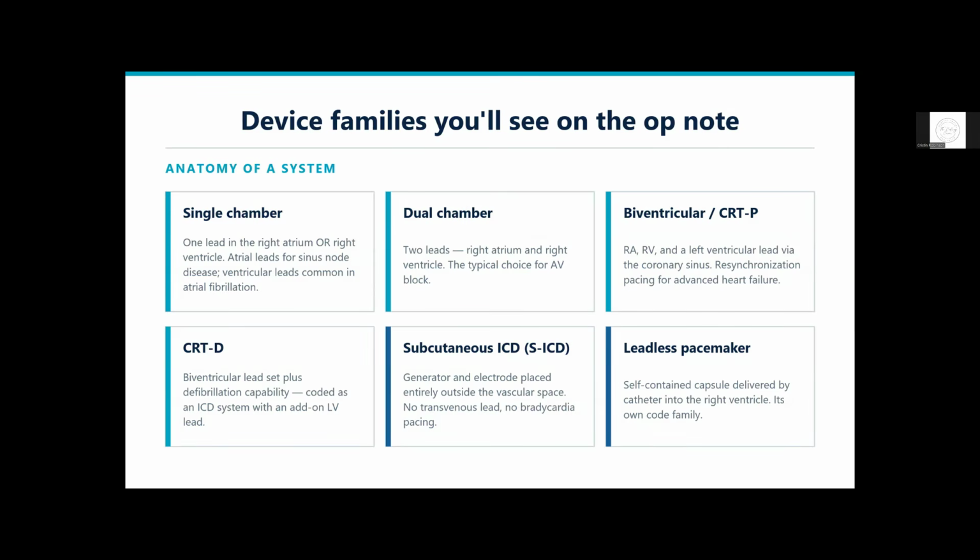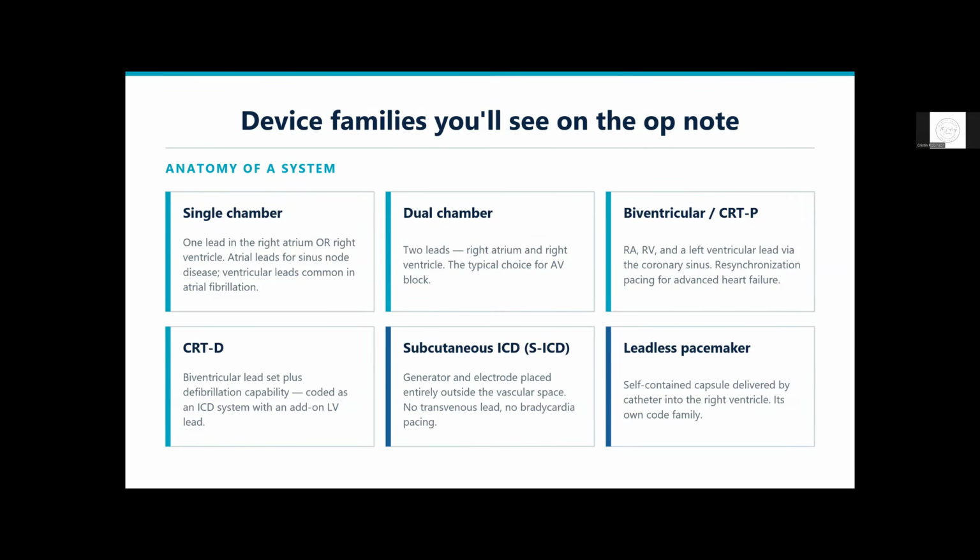Operative reports will reference several device families. A single chamber has 1 lead, either atrial or ventricular. A dual chamber system has 2 leads, typically used for AV block. A biventricular or CRTP system has RA, RV, and LV lead synchronization therapy. A CRT-D adds defibrillation capability, coded as an ICD with LV add-on lead.